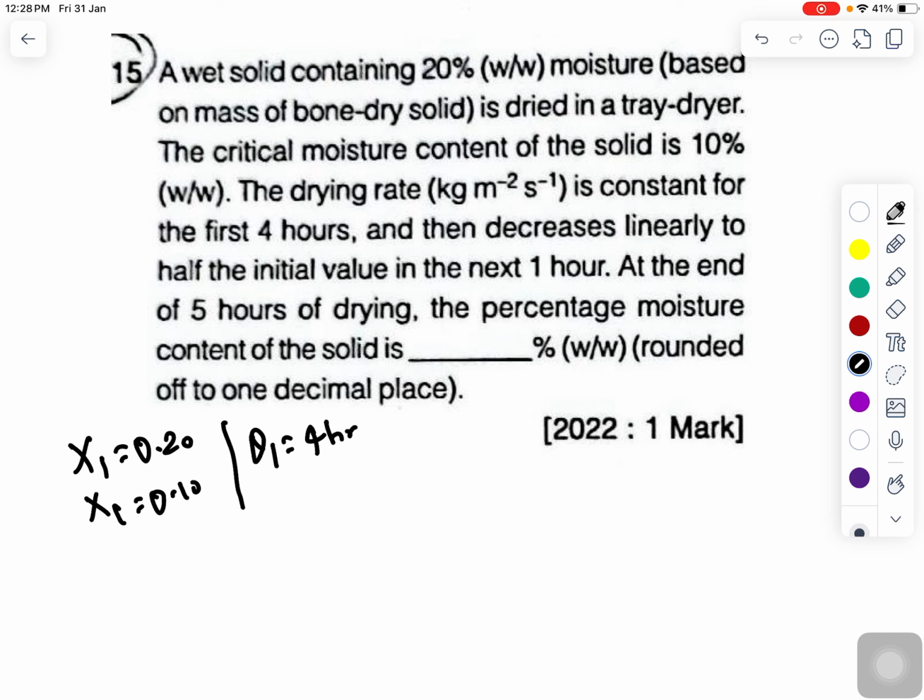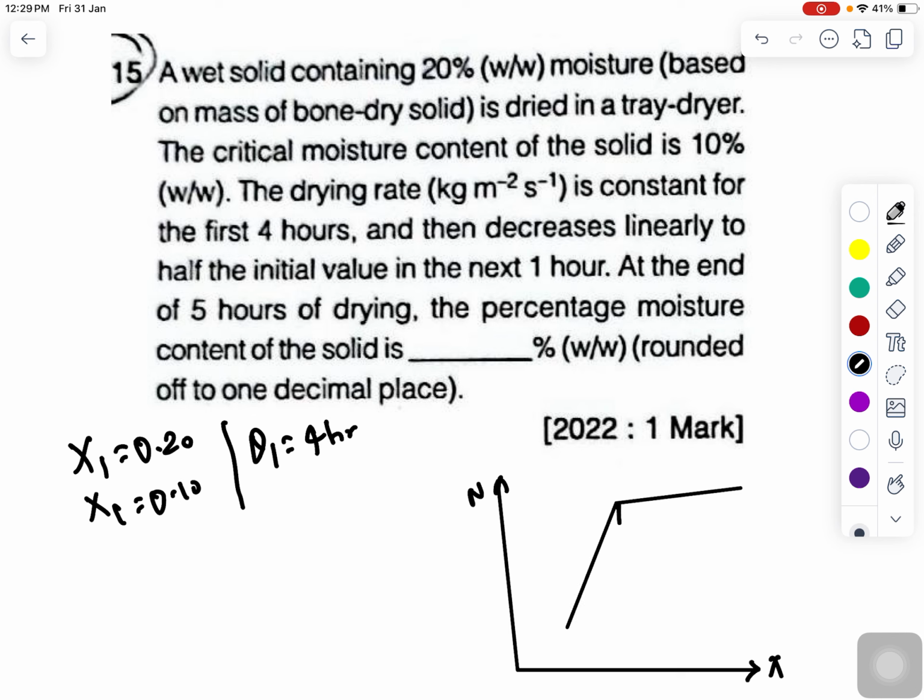Then it is decreasing linearly. So something like that is happening. If this is X and this is N, sometimes it was drying with the constant rate period, and after that it starts falling, like the falling rate period, with the initial value in the next 1 hour.